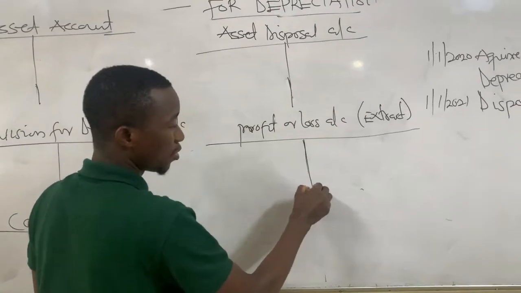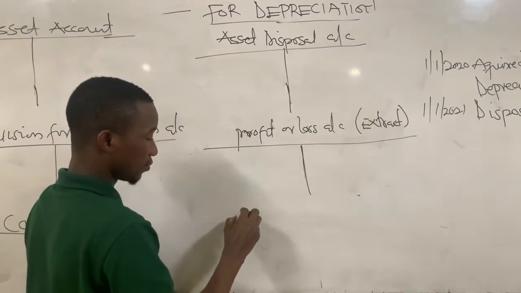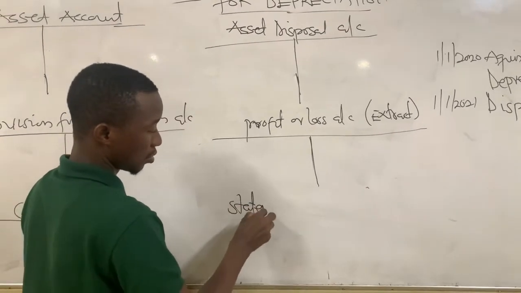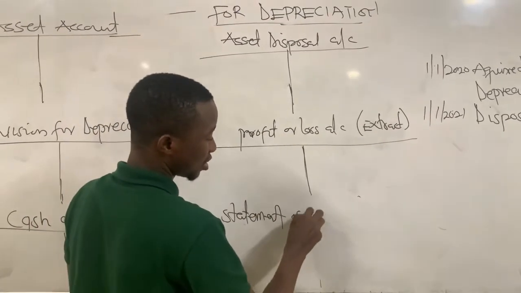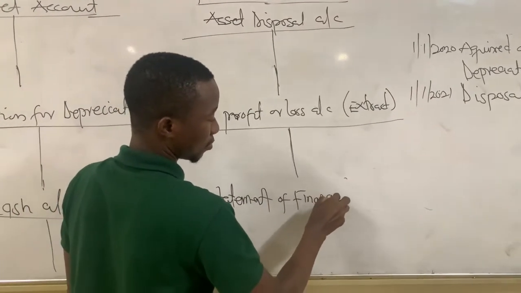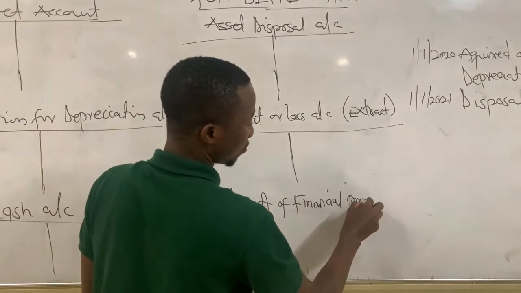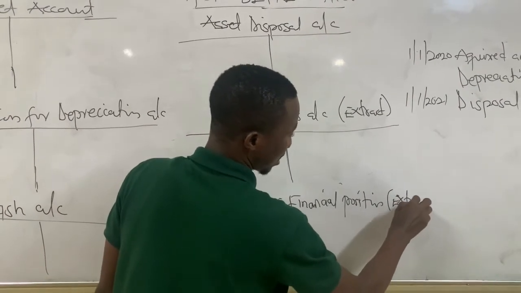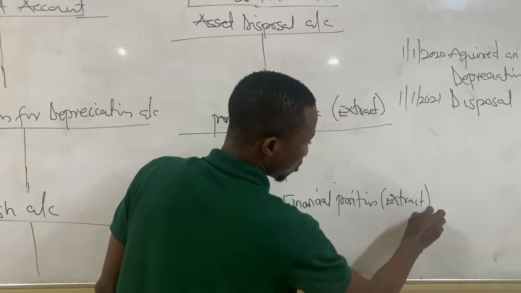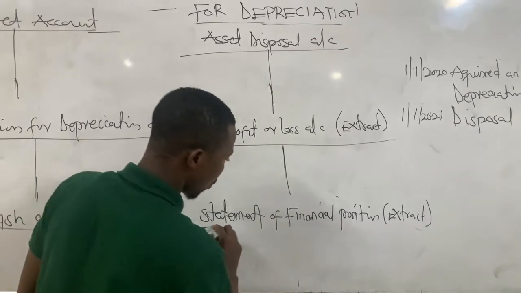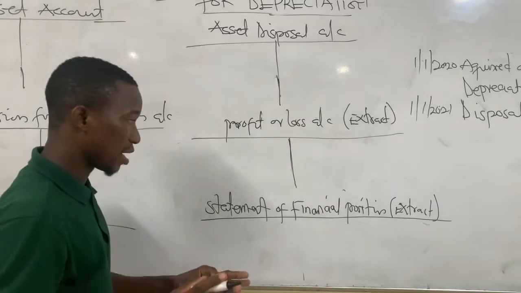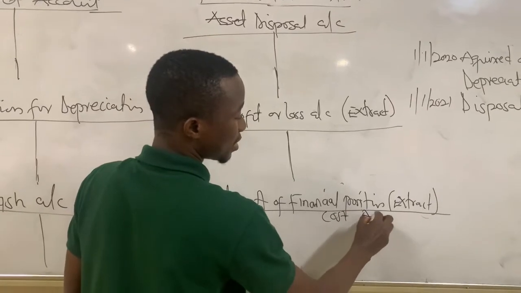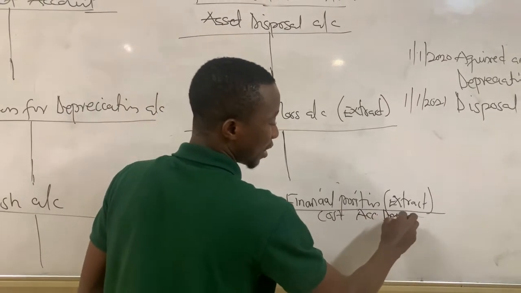And you may also be required to prepare the statement of financial position extracts. This is just an extract, okay? So we are going to look at how the double entry will go. We are much aware that with the statement of financial position, we will definitely have our costs. We have accumulated depreciation, then finally our net book value.